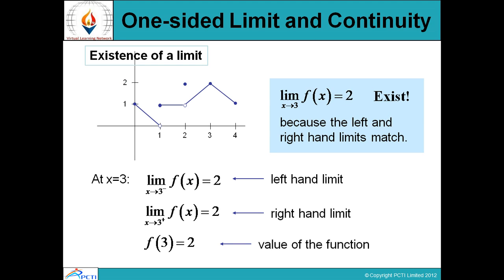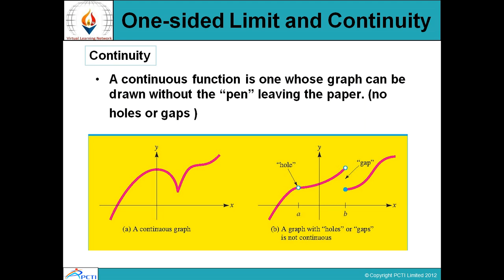because the left and right-hand limits do not match. And for this function at x equal to 3, limit x tends to 3 from the left of f(x) equals 2, the left-hand limit. Then limit x tends to 3 from the right of f(x) equals 2, the right-hand limit. Then f(3) equals 2, the value of this function. So limit x tends to 3 of f(x) equals 2 exists because the left and right-hand limits match. And now continuity.